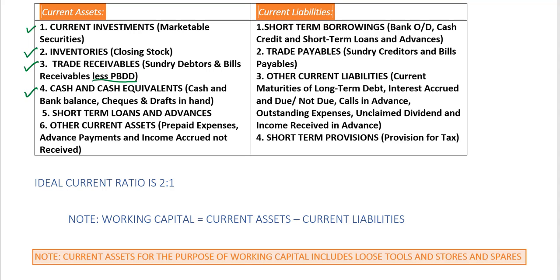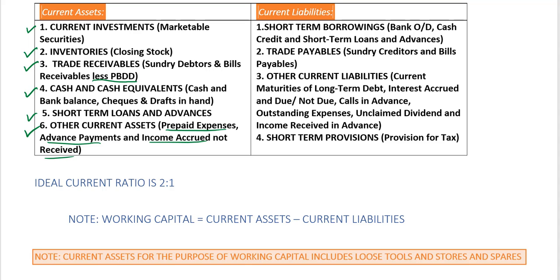We will take the cash and cash equivalents, that is the cash and bank balance, checks, drafts, etc. in hand. Any other short-term loans and advances we will take. And we will also take the items of prepaid expense, advance payment and accrued income under this head of other current assets. So we've seen the current assets.